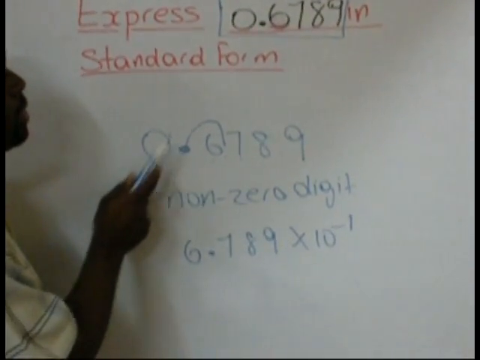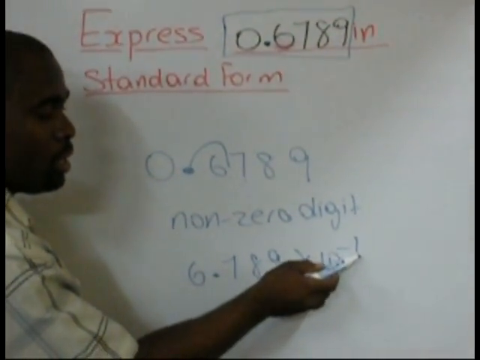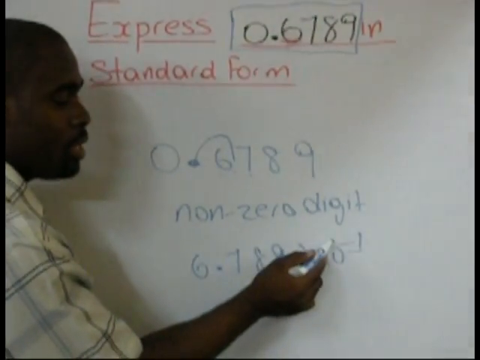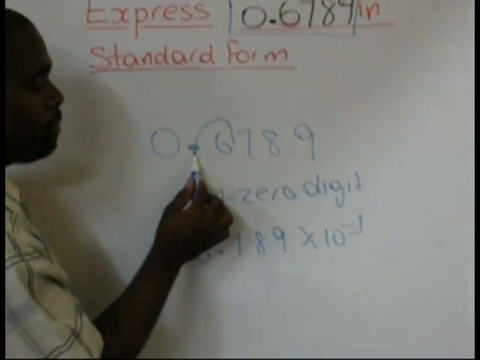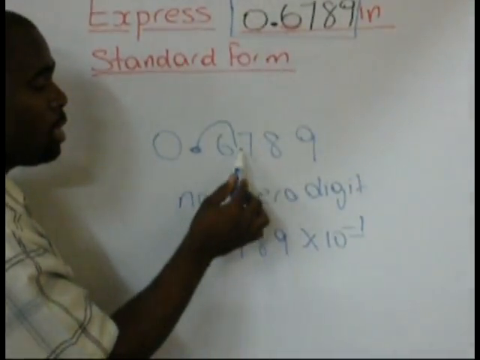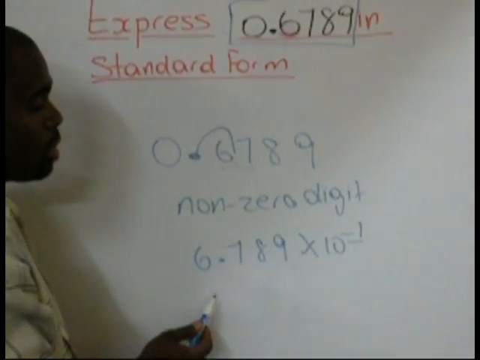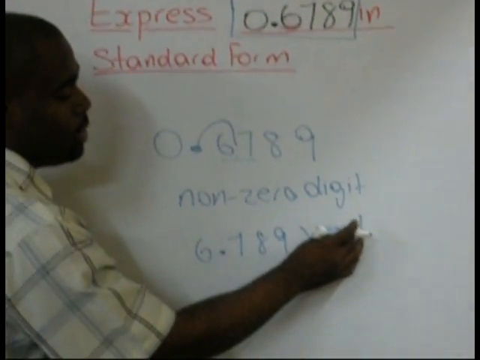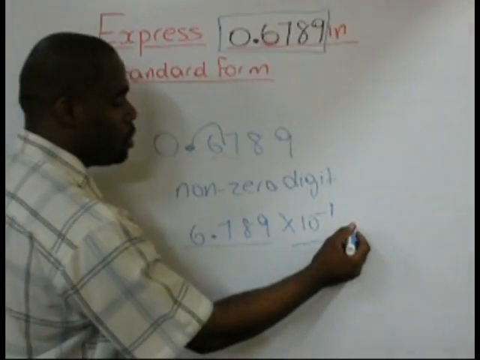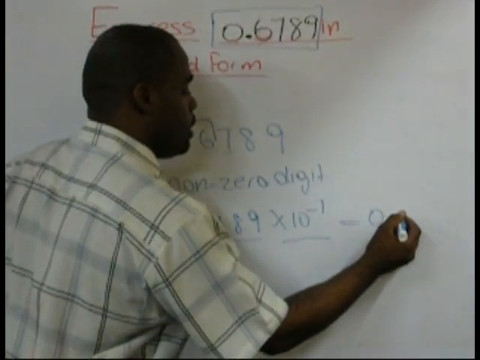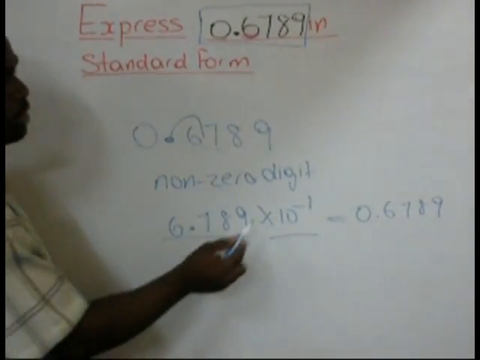Once you're going to write a decimal number in standard form, automatically this number in the corner here is going to be a negative number. Is that clear? So 1 indicates the number of spaces that we have moved this decimal point between the first two non-zero digits. And as said before, when we multiply this number by this number, we should get back 0.6789.